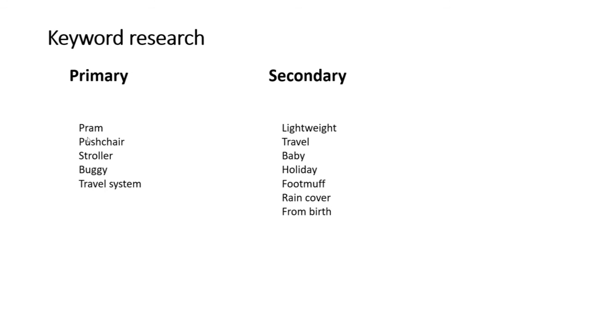So in this example, I've got pram and the synonyms for pram, and secondary, I've got keywords which are related to prams. So for example, baby pram, a holiday pram, pram foot muff, which are perhaps aspects of the product or are just things related to the product, all relevant to the product and all can actually add to the description, but not as relevant and not as high volume as the primary keywords.